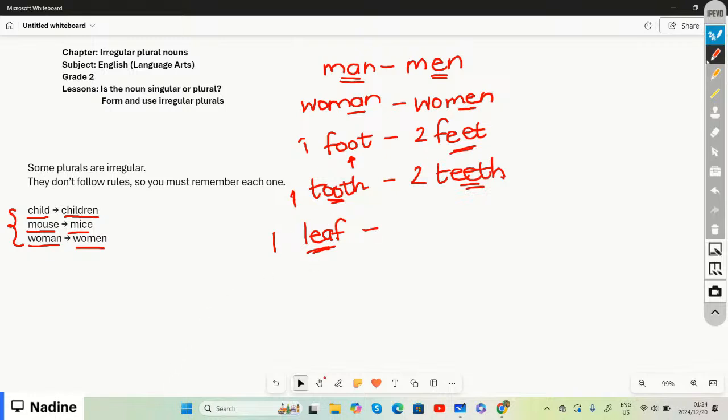What is the plural form of leaf? One leaf, but two or more.